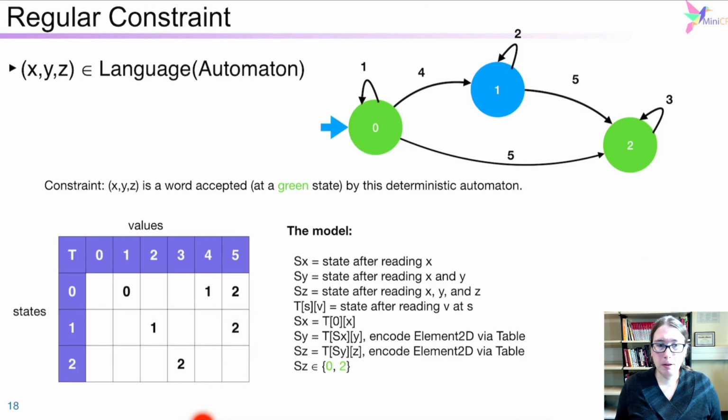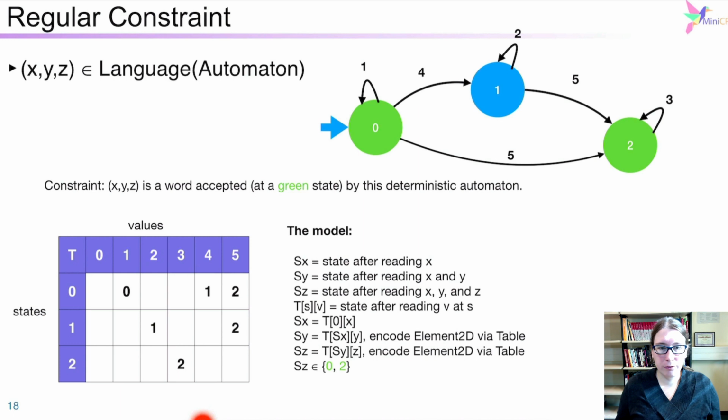But how can we model that as a table constraint? For that, we will need what we call the transition matrix. The transition matrix takes the IDs of the states and the values of the transition, and for each combination of a state and a value, it will give the next state where it goes. So here, if we have state 0, and here we have value 1, we see in the automaton that we stay in the same state, so in the matrix here, it's 0, we stay in the same state.